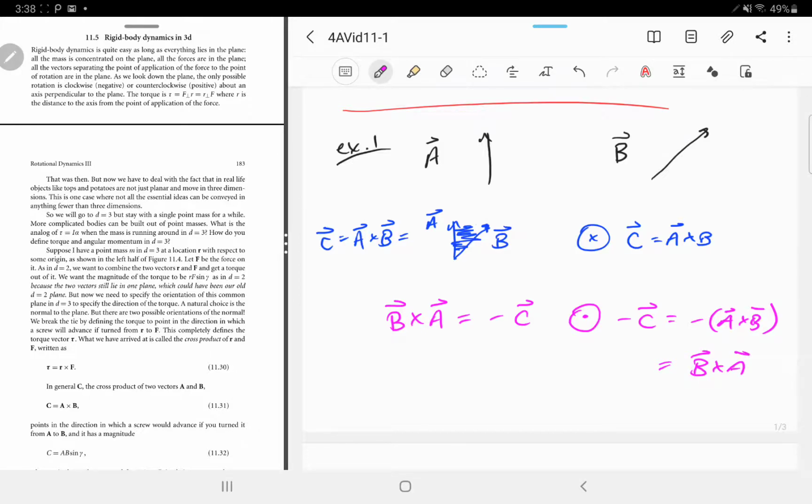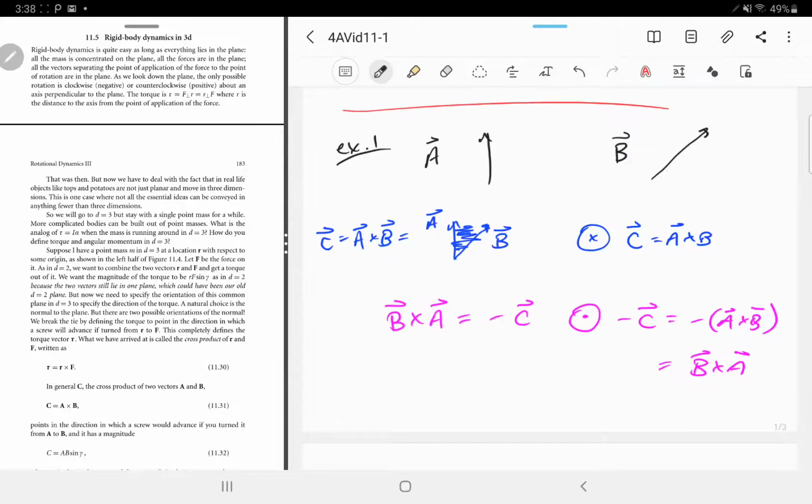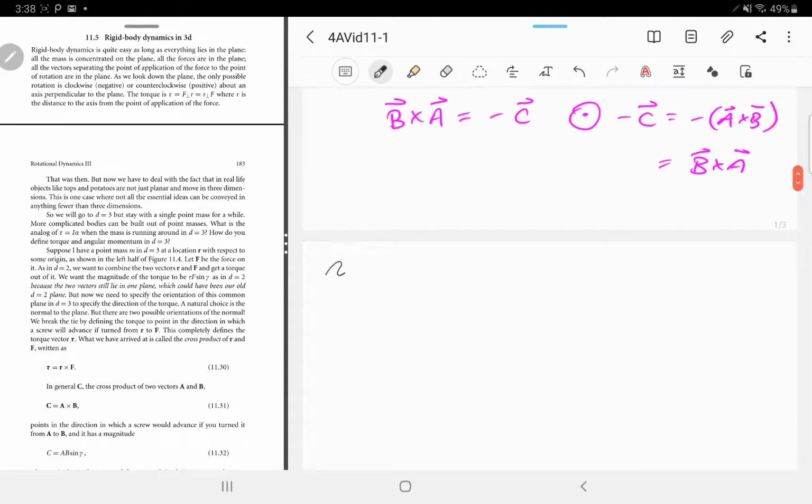So I'm doing this for emphasis that the order here is important. If you switch the order, you're introducing a minus sign. Right? A cross B is opposite the direction of B cross A. Okay. So that's example one, like 2 parts. Let's do another example. Example 2.